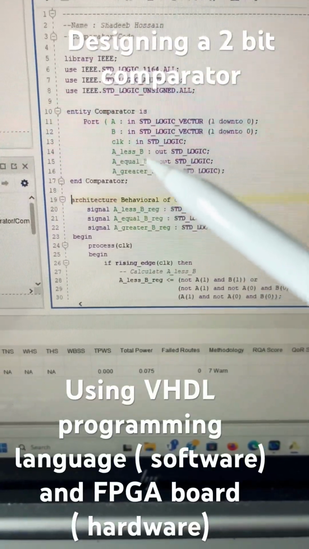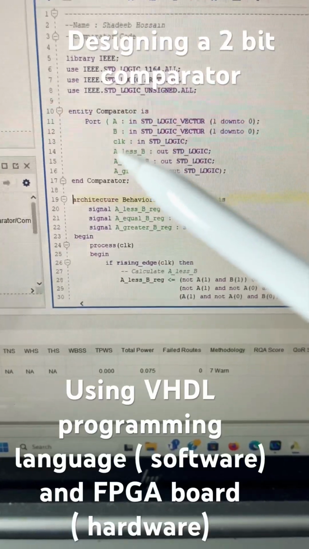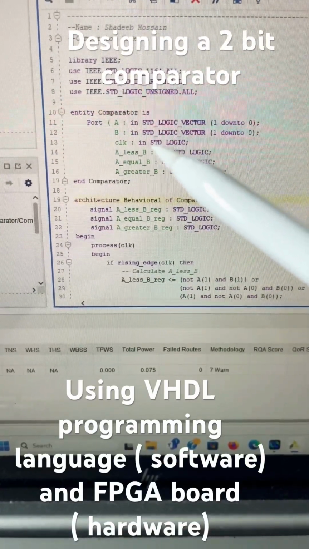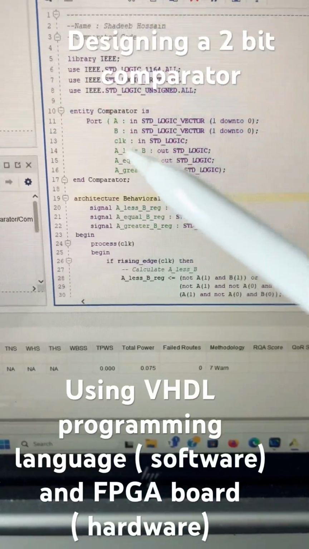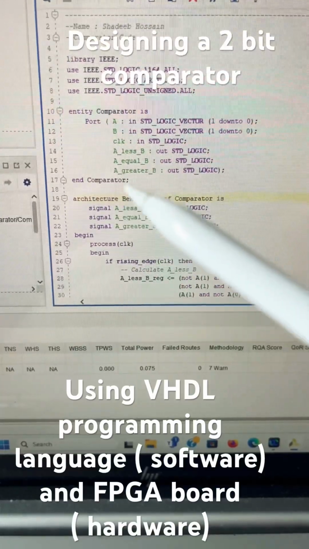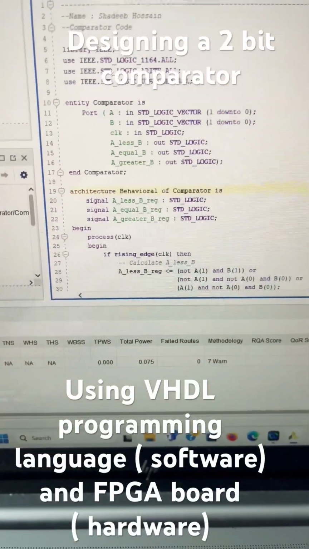I only want it to perform the comparison on the rising edge of the clock. So I do need the clock and it should be my input. And these are my three outputs: A less than B, A equals B, and A greater than B. These are my three outputs.